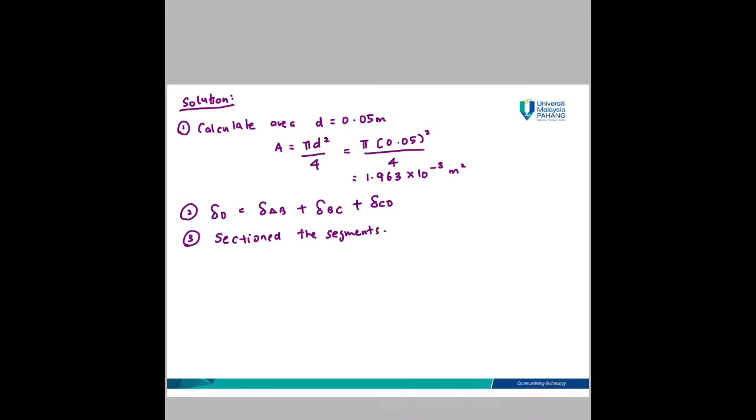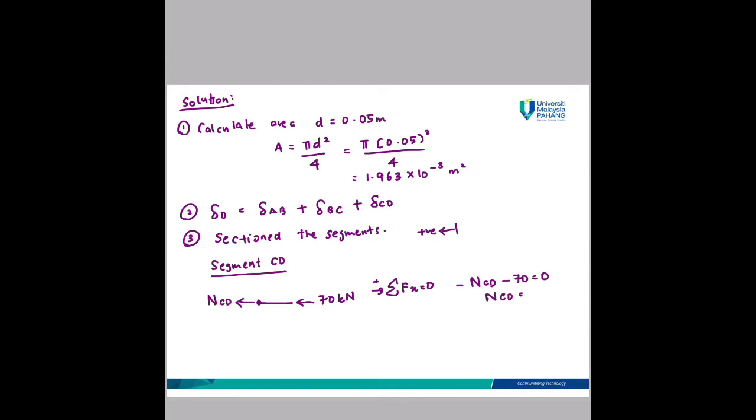Remember the sign convention. Because A is a fixed support, we should start from the right. So everything that goes to the left is positive for internal loading. Segment CD: you have a 70 kN applied load. Then you cut here and expose the internal force, which I name NCD. Then by using the equilibrium equation, summation Fx is equal to 0, with right as positive, you have negative NCD minus 70 is equal to 0. NCD is equal to negative 70 kN.